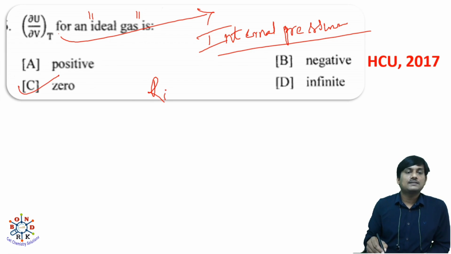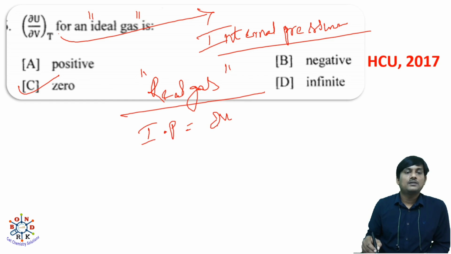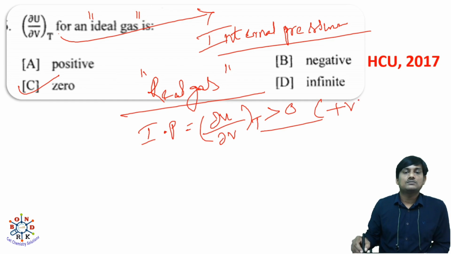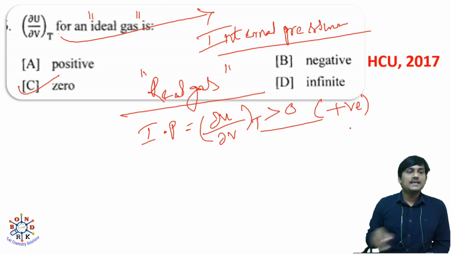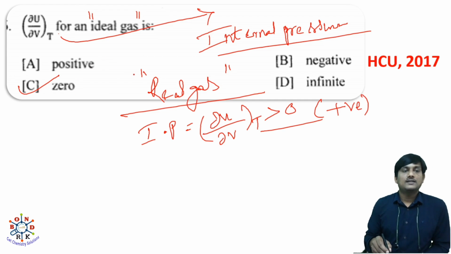For real gas, there is interaction between gaseous molecules. The internal pressure, dou E by dou V, is equal to dou U by dou V at constant temperature. This one is greater than 0, it's positive. For ideal gas, it's 0. For real gas, it's positive.